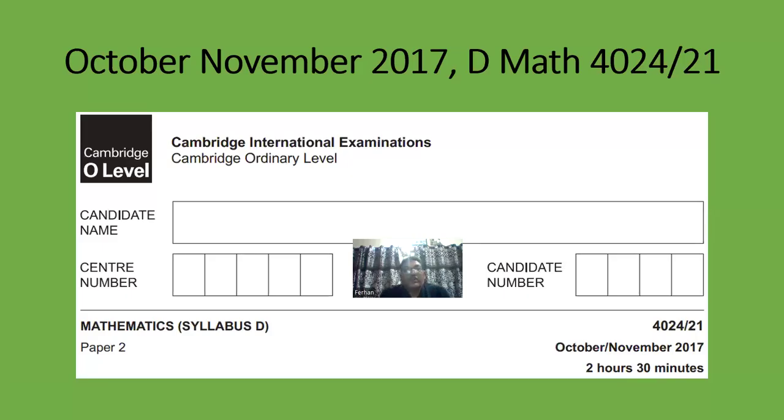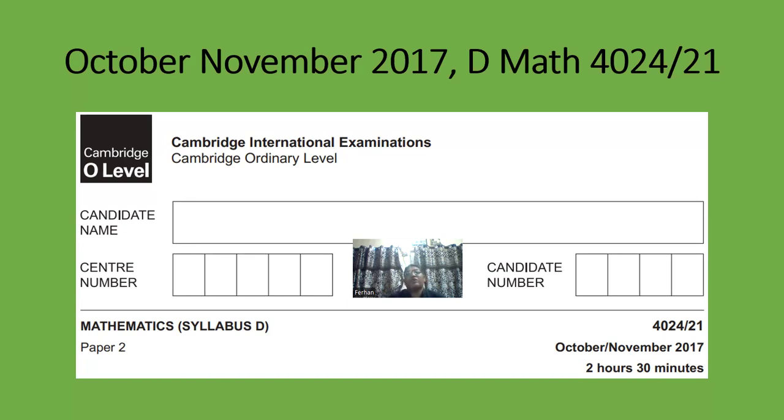Good morning, dear students. My name is Ferhan Mazher, and the subject we are studying today is Cambridge O Levels Mathematics Syllabus D. We call this subject D Maths 4024. Today we have set our hearts to solve a Paper 2, and for this purpose we have selected the October-November 2017 2-1 paper. This Paper 2 belongs to Zone 1.